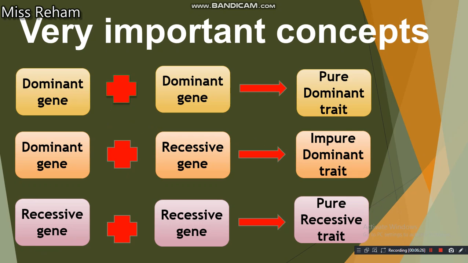What about recessive trait? Recessive trait is always pure. To produce recessive trait here, it must be produced from aggregation between two similar recessive genes to produce a pure recessive trait. We have pure dominant trait or impure dominant trait, but we have only pure recessive trait. We don't have impure recessive trait.